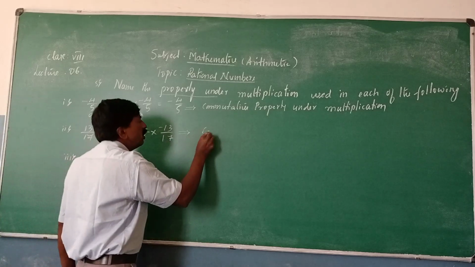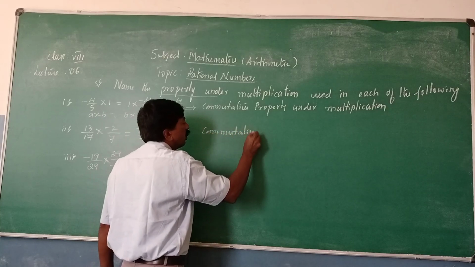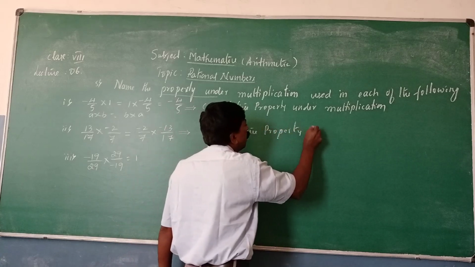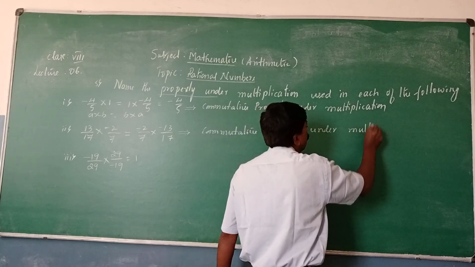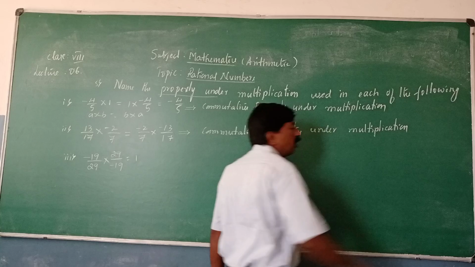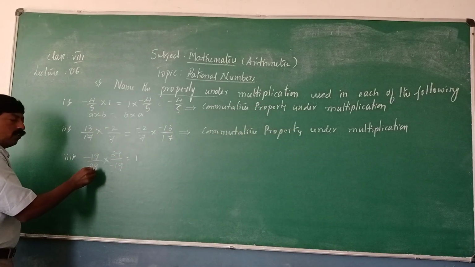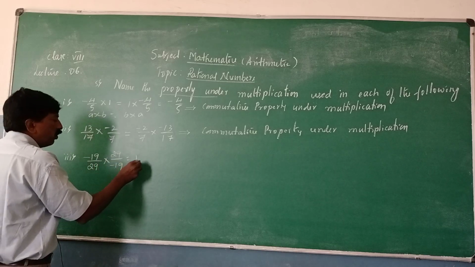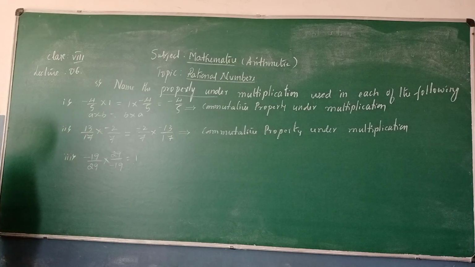Therefore, this is also the commutative property under multiplication. Now come to the third question. Minus 19 by 29 into 29 by 19 is equal to 1. The product of two numbers is equal to 1.